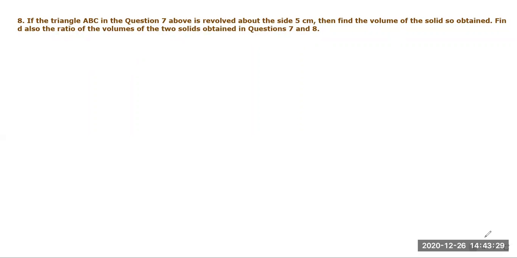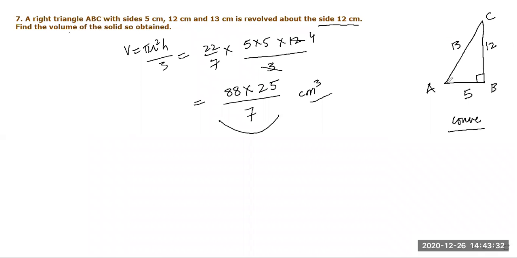Revolved around side 5 centimeter. Okay, let's see. Now you have to revolve around 5. That means this side will be fixed. Am I right, students? Yes, sir. Now you have to revolve this 12 around this. When you revolve it, you will get a base circle of diameter 24 centimeters. Radius will be 12, right? And this will be the cone generated.